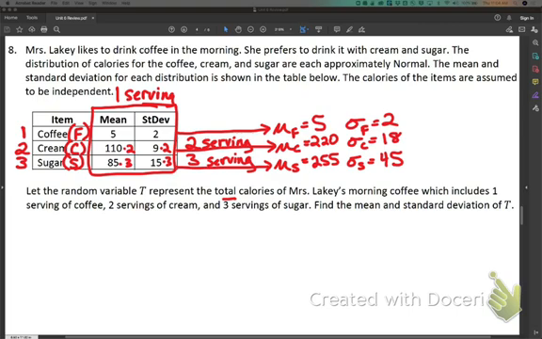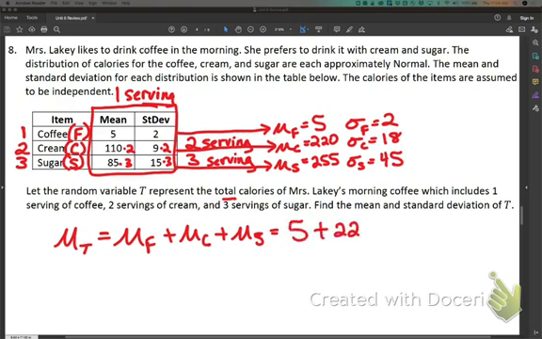Now I just need to combine them all together. So the mean for the total cup of coffee, I'm going to take the mean for the coffee itself plus the mean for the 2 servings of cream and the mean for the 3 servings of sugar. I'm going to add those up. So I've got 5 calories from coffee, 220 calories from cream, and 255 calories from sugar. That gives me a total of 480 calories on average in my cup of coffee.